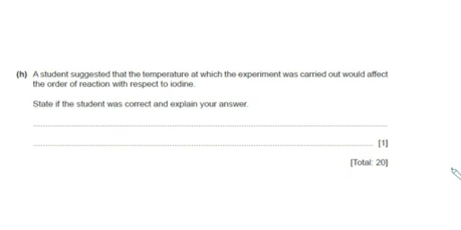Moving to the last question, you can pause the video and read the question. Please read the question carefully. It's asking whether temperature will affect the order of the reaction with respect to iodine. The temperature will not affect the order of the reaction. It affects only the rate of the reaction, not the order of the reaction. So the half-life will still be the same if the temperature is changed.